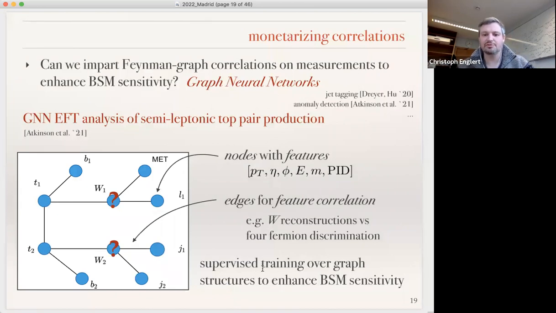So then we use supervised training over all graph structures to enhance the BSM sensitivity. That's the idea, which really means that we are looking into graph structures that are motivated from the data, meaning that we are looking into dimension 6 deformations of standard model data, and then really let the network decide what are the important graph correlations that we can use here.